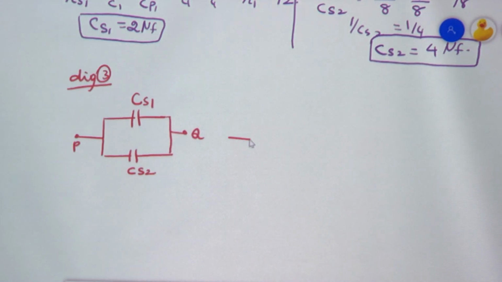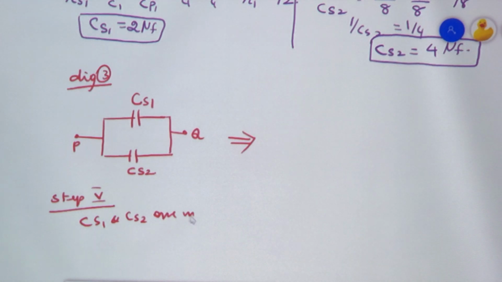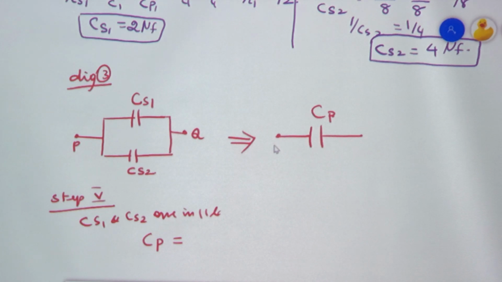Now, this can be simplified again. Let us consider it as step 5. What is step 5? Cs1 and Cs2 are in parallel. So, in parallel means let us consider it as Cp. That is the equivalent final one. Beyond that we can't simplify. These two capacitors are brought into a single capacitor called Cp. Here you have the point P. Here you have the point Q.